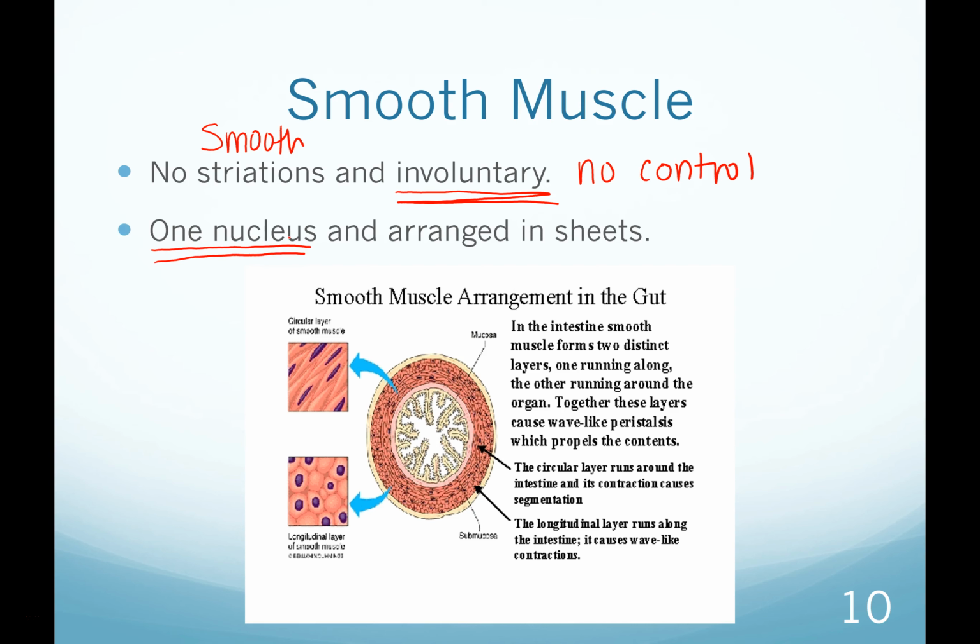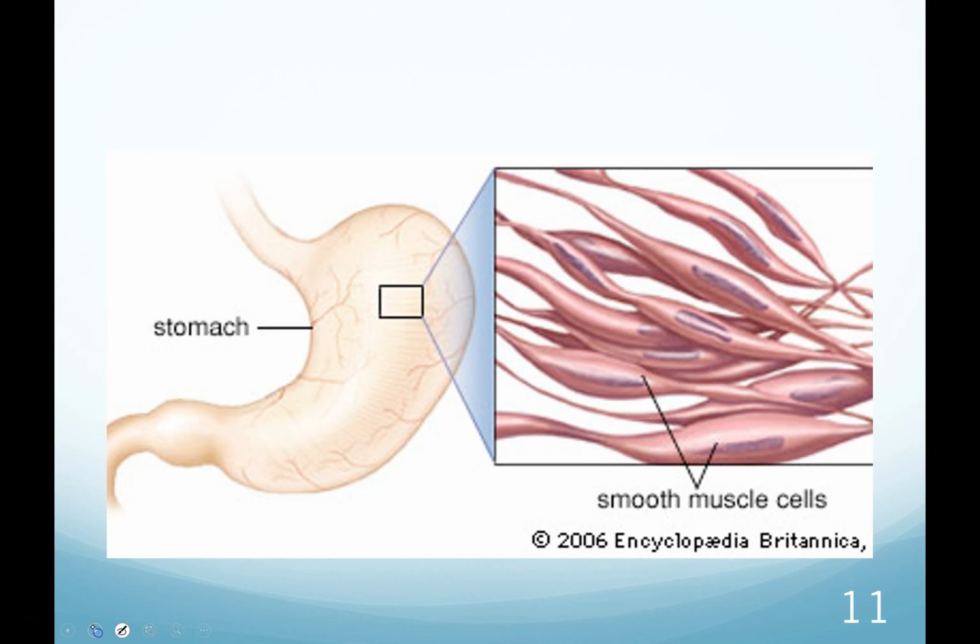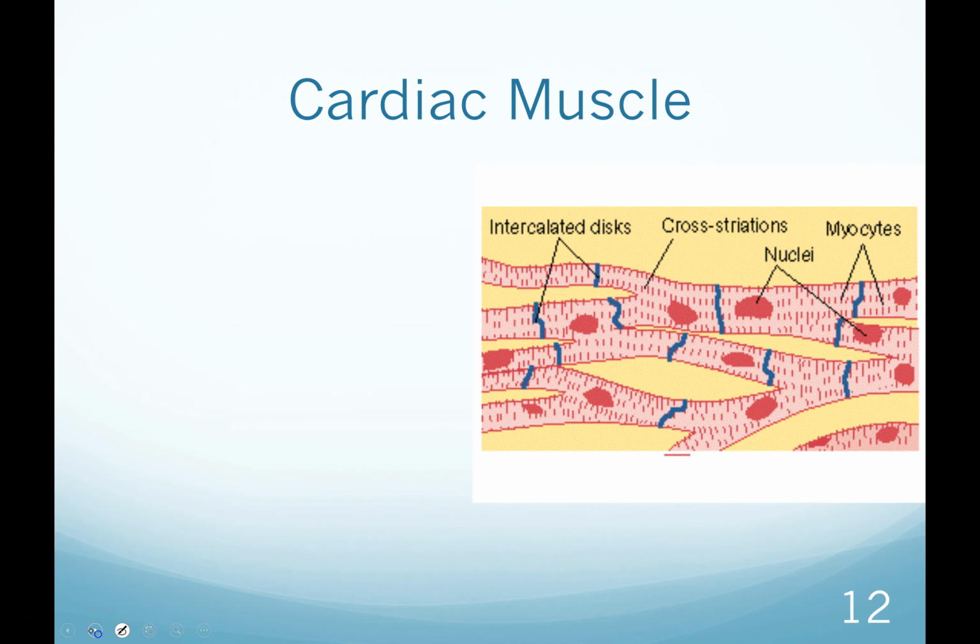And they are not long and cylindrical. They are going to be found in sheets. That's what gives them a little bit of strength. And they're not going to be connected to any bones. If you look here, there's one nucleus right there, and all of these cells are in sheets, and they're found in your stomach. And also lining your blood vessels, which we already said.